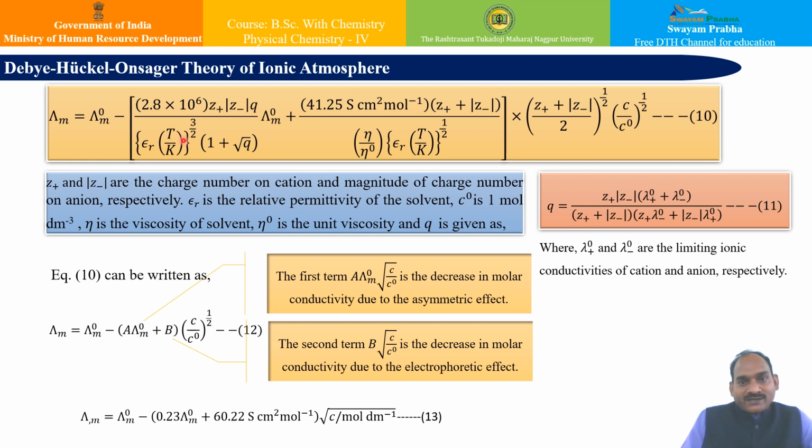Similarly, if I look at the second term in equation 12, that is B into this particular quantity, it is the decrease in molar conductivity due to the electrophoretic effect. The appearance of eta in the denominator of this term is due to the fact that the motion of both the atmosphere and the ion is slowed down in a very viscous solvent, and correspondingly the decrease in conductivity will be lesser.